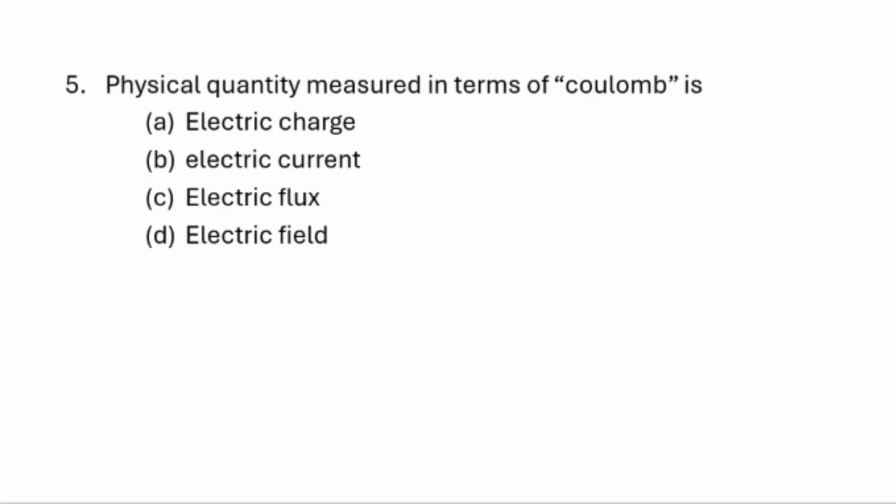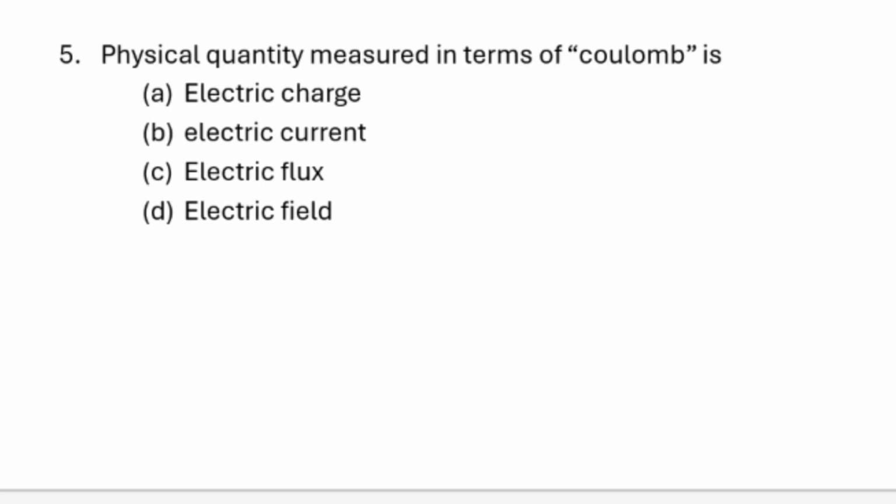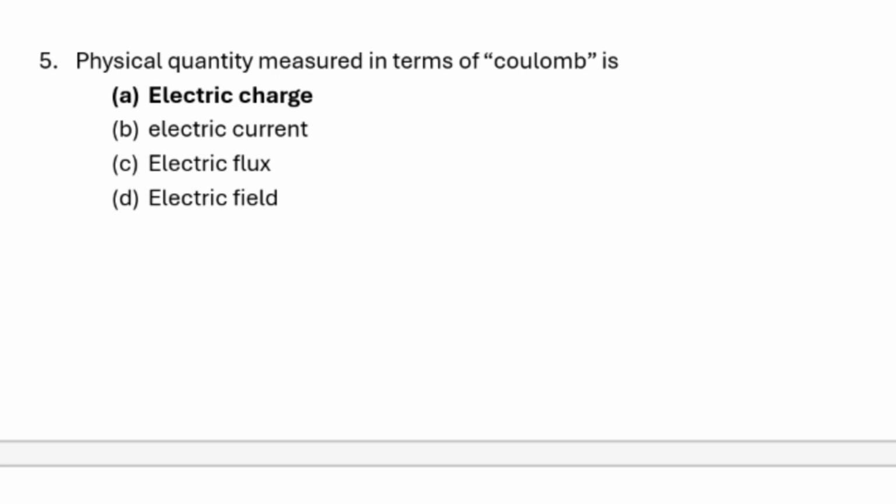Question number 5. Physical quantity measured in terms of coulomb is option A electric charge, option B electric current, option C electric flux, option D electric field. The correct answer is option A electric charge.